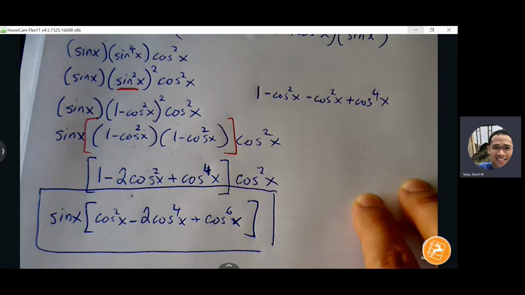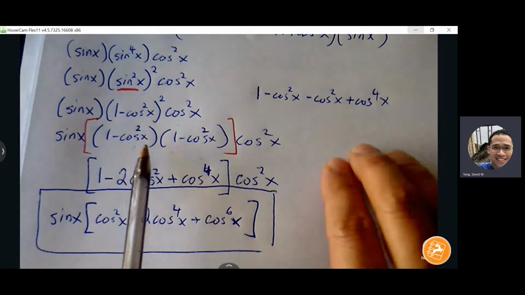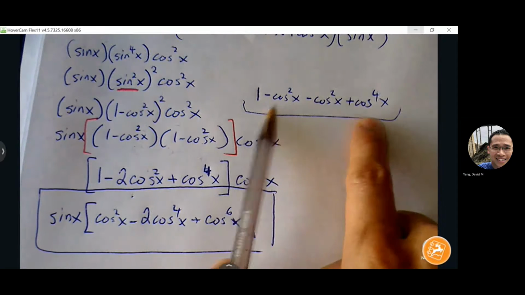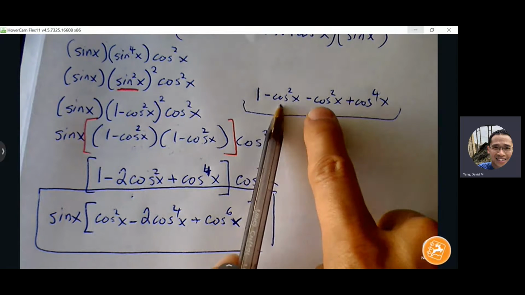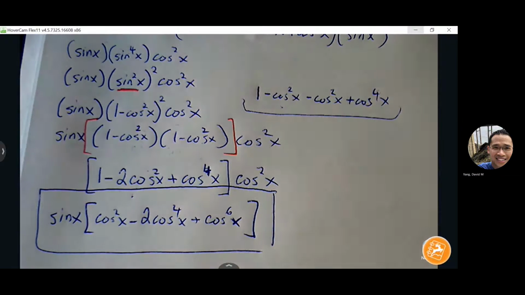Wait, how did you get the 2 in front of it? Oh, how to get here? Right, so when I FOIL, it should look like this. And then you see there's 2 like terms here, right? So my negative 1 cosine squared x minus cosine squared x will be minus 2 cosine squared x. Question?